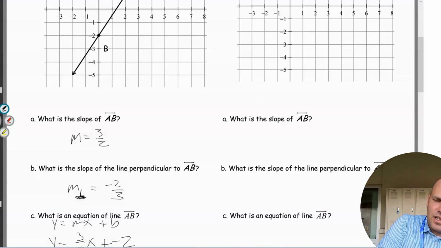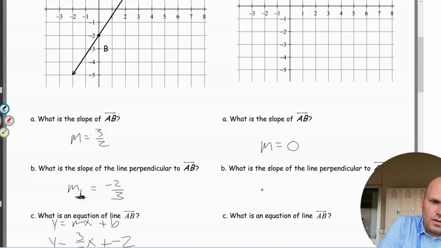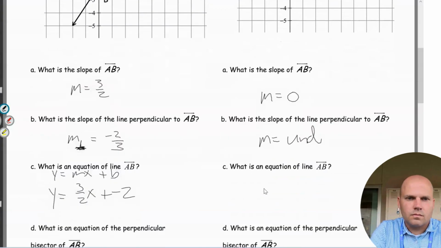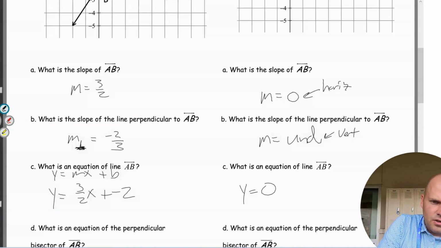Don't love it because I don't like dealing with horizontals and verticals, but this is a reminder. We should know this. Zero slope, horizontal line. Undefined slope, vertical. What is the equation of AB? 0x plus 2. You can see the y-intercept.